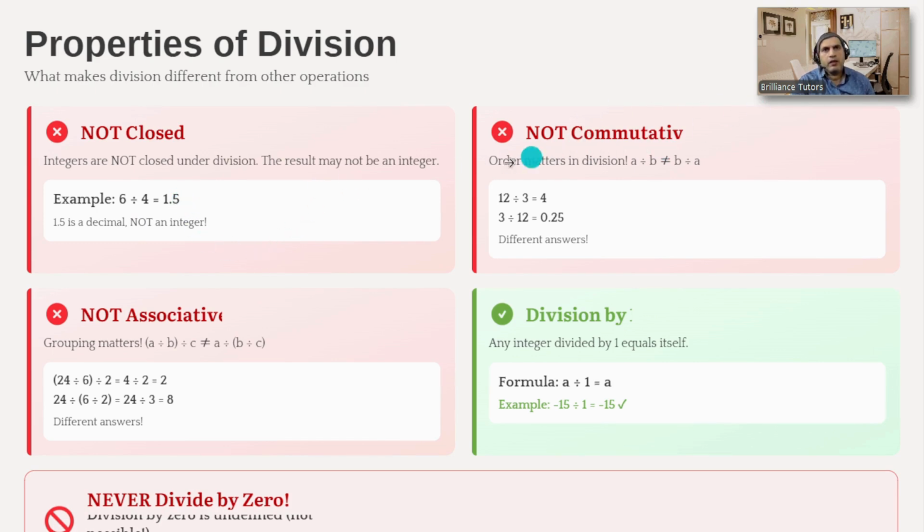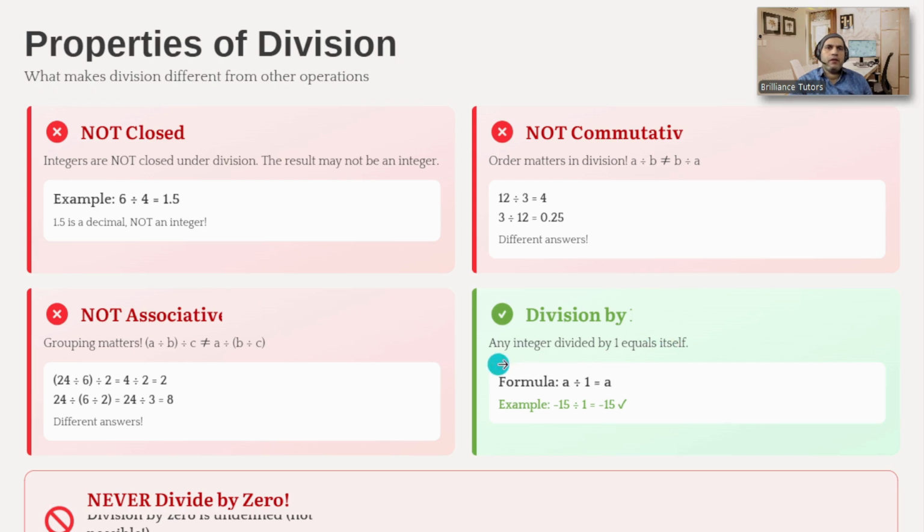Commutative: division of two numbers is not commutative, because when we change the order, we do not get the same result. Like 12 divided by 3 is 4, and 3 divided by 12 is 0.25. Different answer, so this is also not commutative. Not associative: grouping matters. Grouping a divided by b divided by c differently does not give the same result.